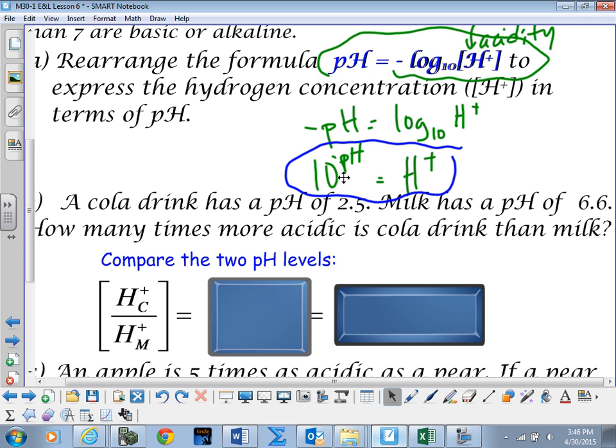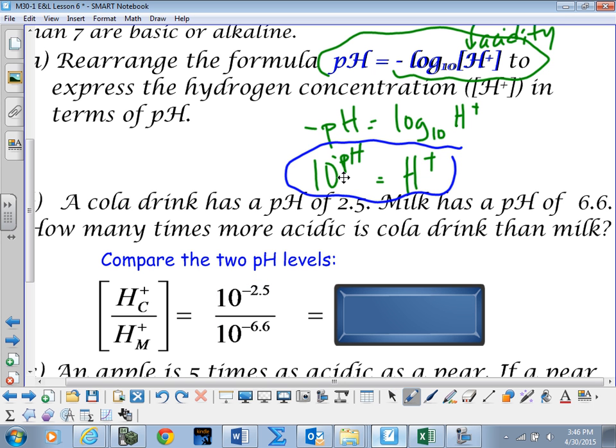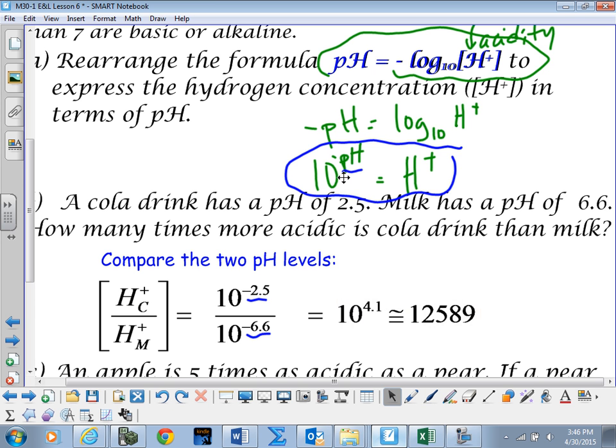And if we're looking for how many times more acidic, that means we're dividing the hydrogen concentration of cola by the hydrogen concentration of milk. And just remembering that the exponents are negative because the pH is negative when we rearrange the formula to isolate for H. When we subtract our exponents, we get 4.1, but it's 10 to the 4.1, which is 12,589. That's how many times more acidic a Coke drink is than milk.